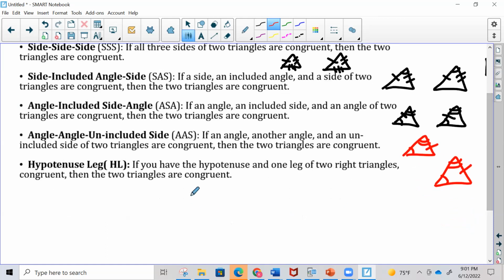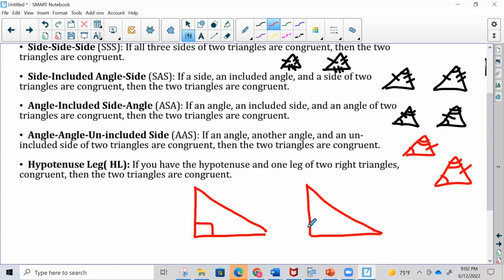And then the last one is hypotenuse leg. This is kind of a special choice for right triangles. If you have a right triangle, hypotenuse leg means that the hypotenuses of the 2 triangles are congruent and then one of the legs. And again, it has to be a 90-degree triangle. So this would be HL. So those are the 5 ways.